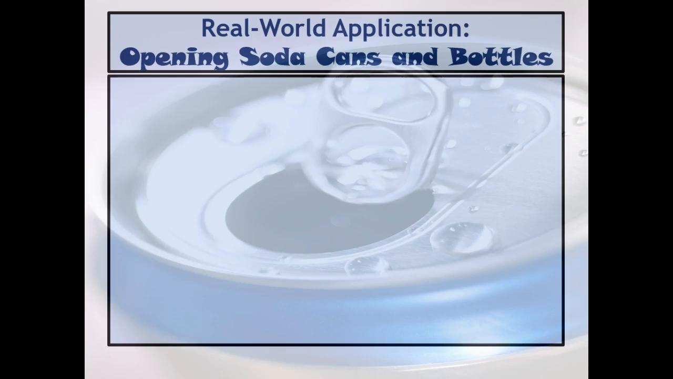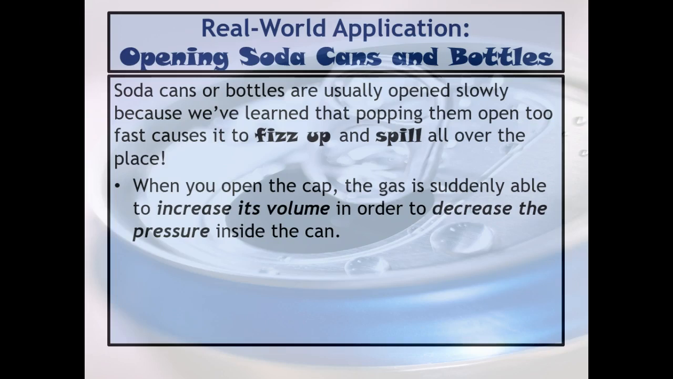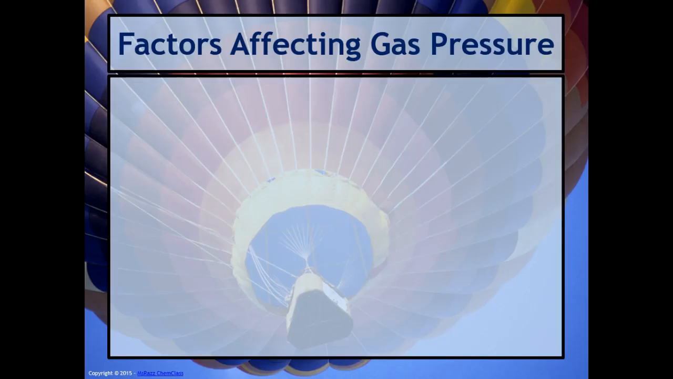All right, real world application, opening soda cans and bottles. Soda cans or bottles are usually opened slowly because we learned that when you open them too fast, they can fizz up and spill over, right? When you open the cap, the gas is suddenly able to increase its volume and go anywhere it wants to, therefore decreasing the pressure in the can. Shaking: if you shake the can, what happens? The carbonation gets mixed with the soda, and before it can settle out, you get quite a mess, right? You shake it up and then you open it and it goes everywhere because you built up pressure.